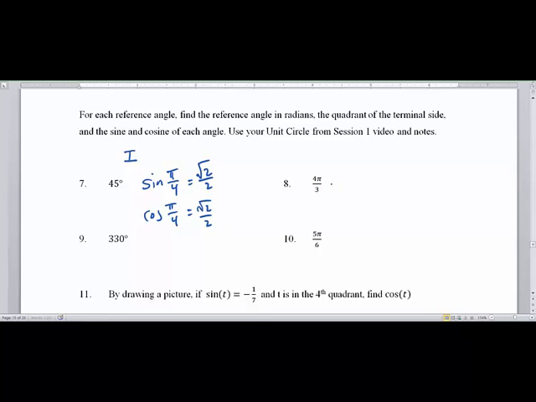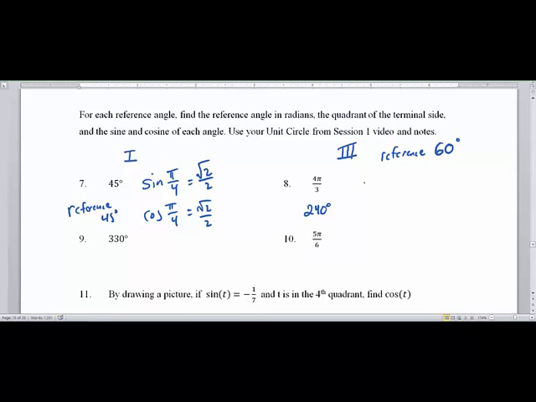Alright, so now we go to problem number 8. Problem number 8, for 4 pi over 3, is in the third quadrant. So this is 240 degrees. Now you can see why I was playing with this on the previous page. The reference angle to this would be 60 degrees. Here the reference angle was 45 degrees because that was in the first quadrant, an easy measurement. Here the reference angle is 60 degrees, or if we wanted to turn that into a radian, it would be pi over 3.